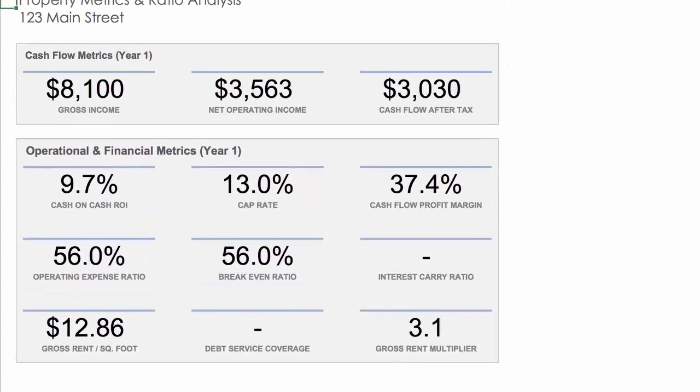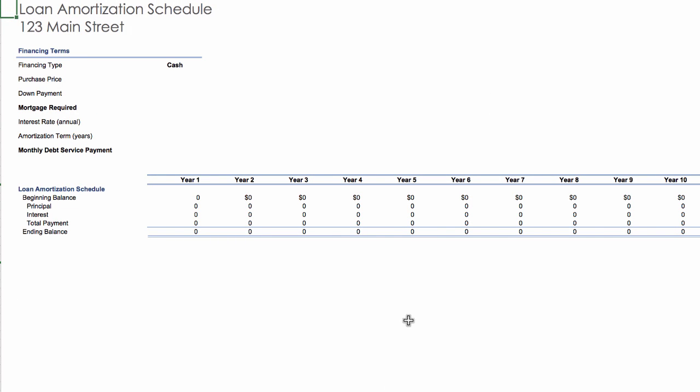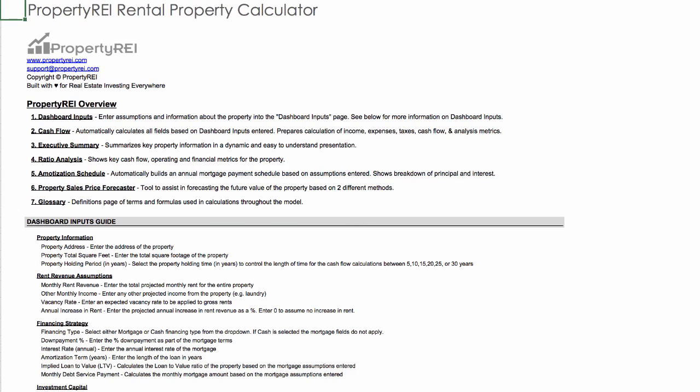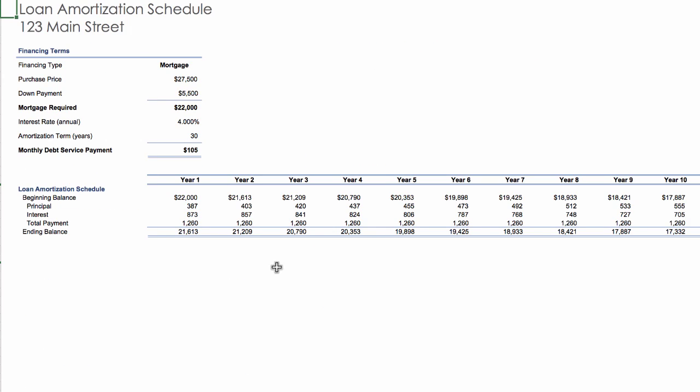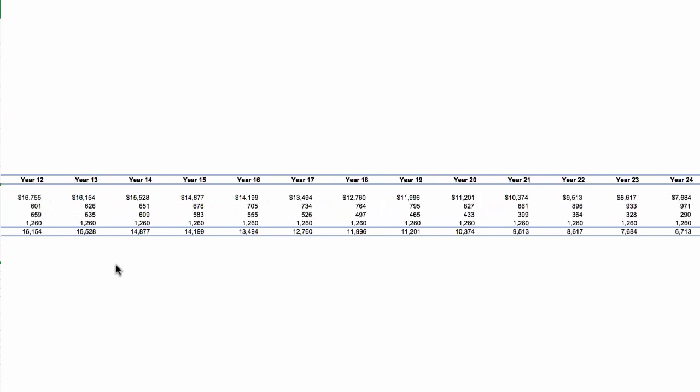And then moving on here to the amortization schedule. This does not apply in this deal because, again, this was just a cash purchase. However, if we go back here to the dashboard and change this back to a mortgage, the amortization schedule will basically just lay out for you how much you're going to have to pay in principal, in interest, and in total payments every single year of the life of the loan.